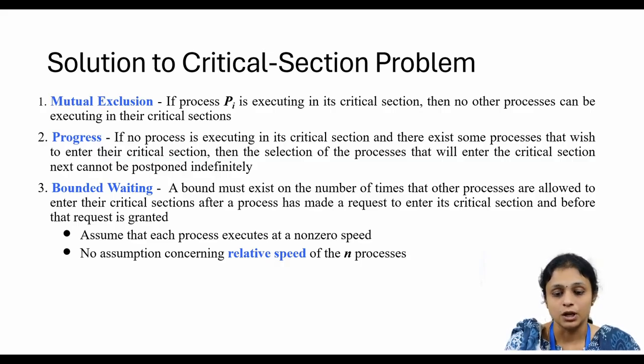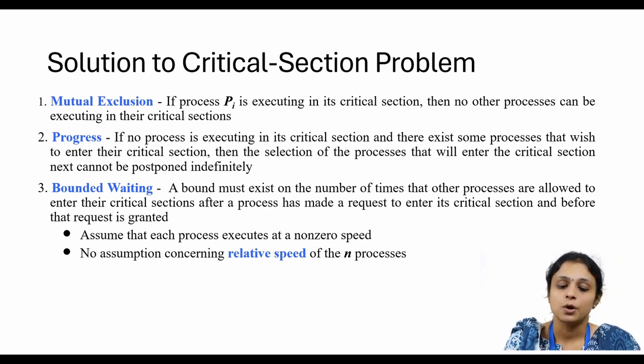Mutual exclusion is, if suppose a process Pi is executing in the critical section, it must ensure that no other processes can be executing in their critical sections. So it's just a mutual understanding between two processes.